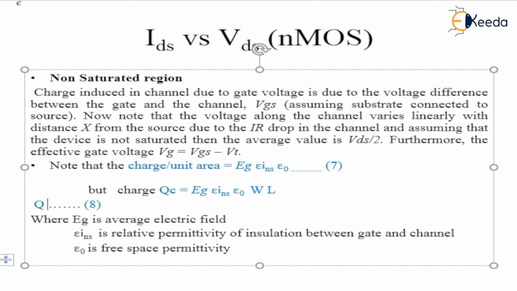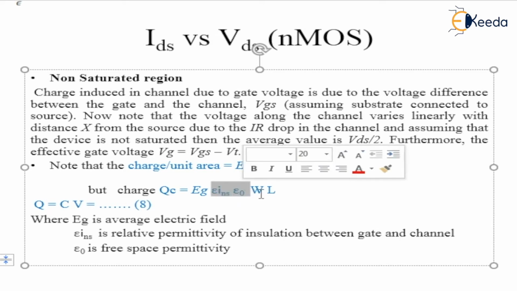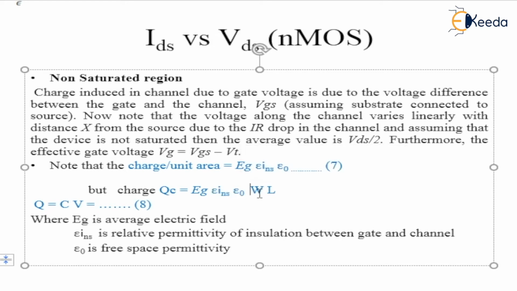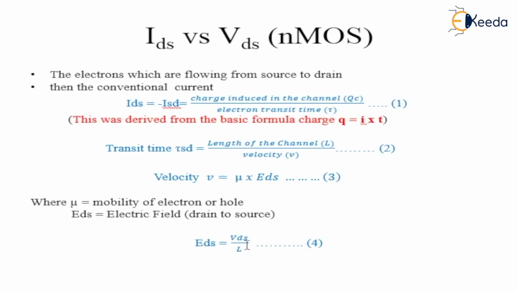Q is equal to C into V is our formula. Let us say I am taking charge Q is equal to C into V, and I am expanding this one. We know the capacitance formula is epsilon into A by D, our basic formula of capacitance. This is epsilon naught, area means length into width, A by D should be there here. But here E is there, and in the previous formula we studied E is equal to VDS by L.